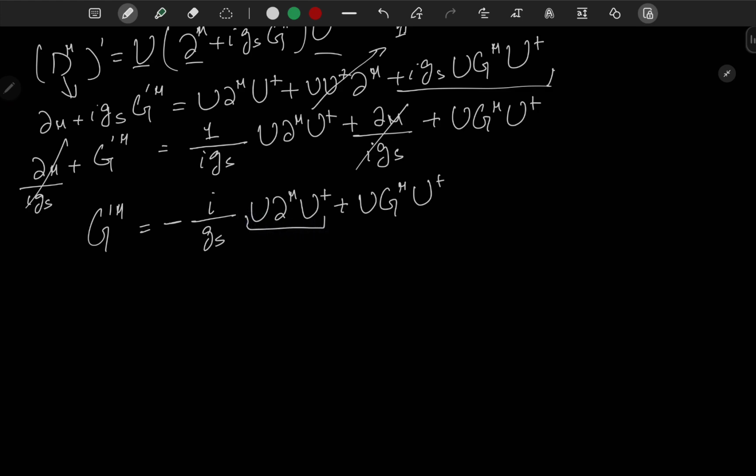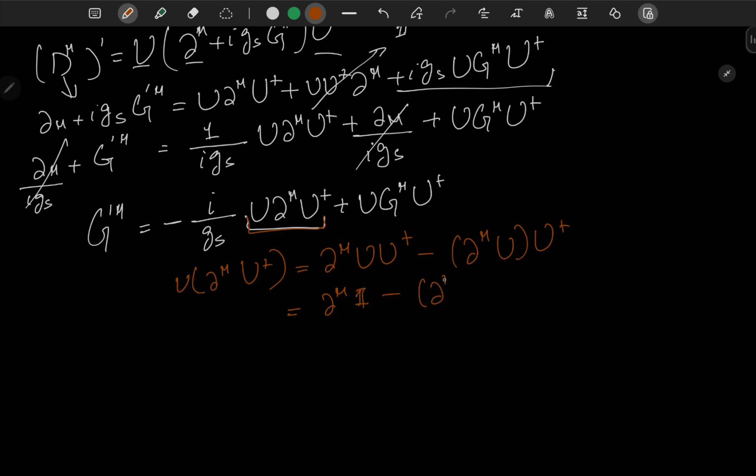Now if we take this, let's write it with a different color. Let's use this color. If we take this, we can simplify this by doing u d mu of, you can write it like d mu of u into u dagger minus d mu of u into u dagger, and so this will be nothing but unity minus d mu of u into u bar.